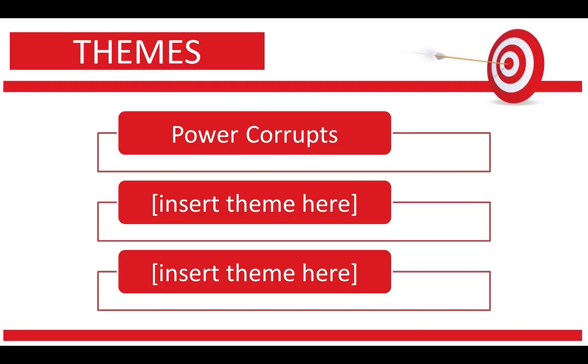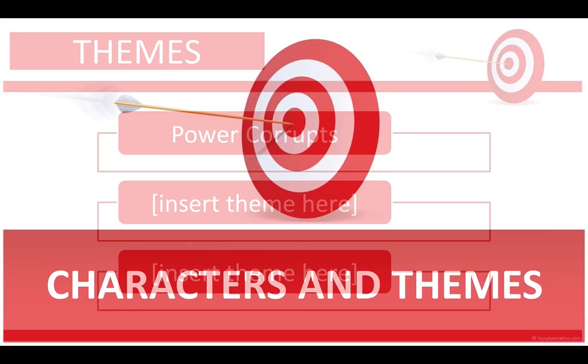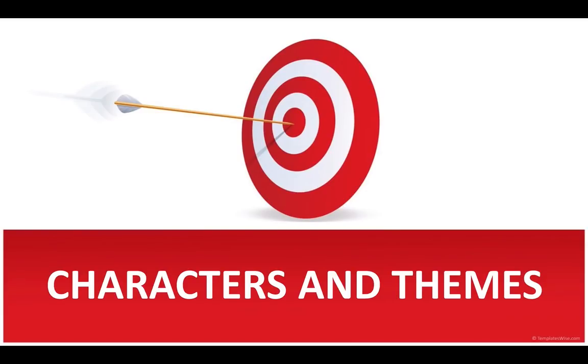Just remember that a theme is a complete statement. Power corrupts has a subject and something about that subject. Power itself is not a theme. So you can come up with a couple more themes on your own. Let's get into characters.